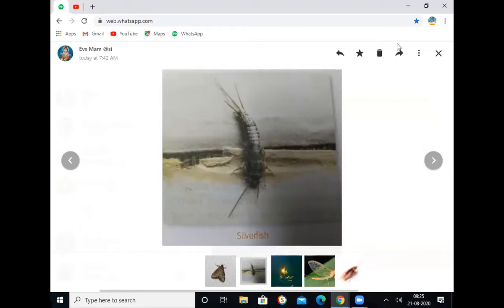It does not have wings. Silverfish does not have wings. So the silverfish will use its antenna-like structures, at the back as well as the front. Where do silverfish live? Silverfish will live in old clothes as well as old books. And what is it going to eat? The same thing: book binding and gums, as well as old clothes and old books. Okay, this is about the silverfish.